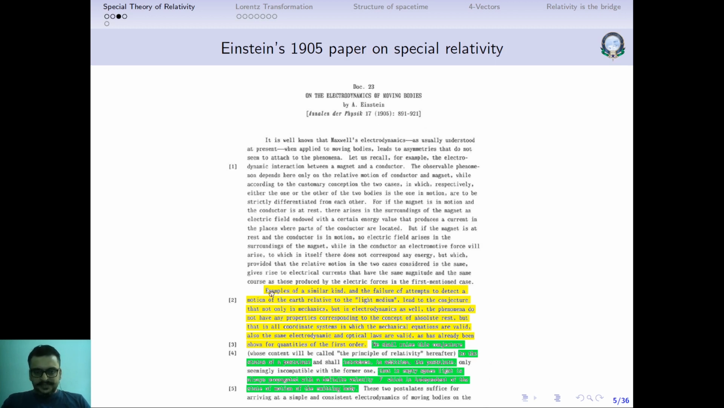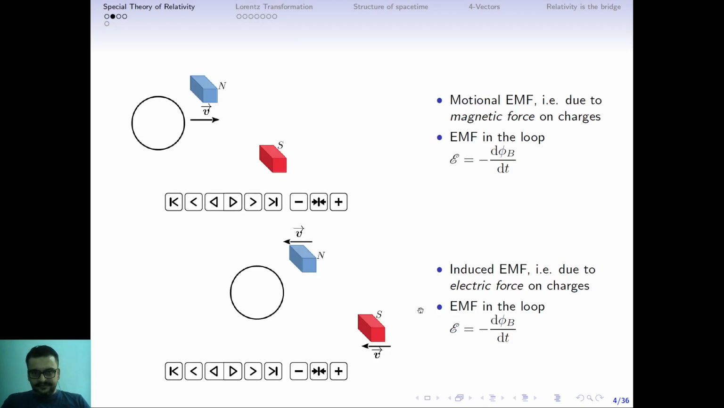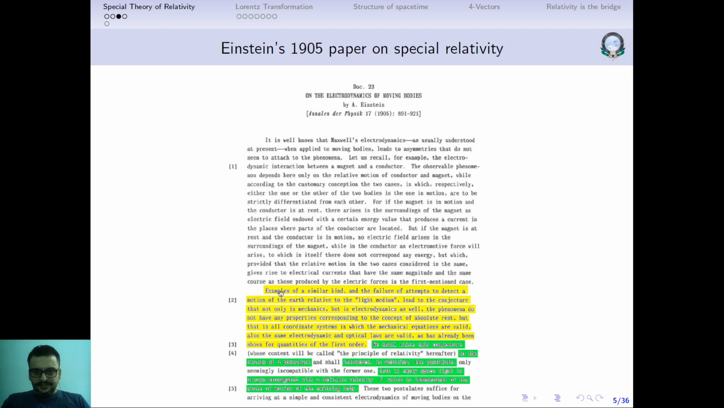So basically that's what he's talking about. This same example that we have seen here, he's basically referring to these examples, and it says: Examples of a similar kind and the failure of attempts to detect the motion of the earth relative to the light medium lead to the conjecture that not only in mechanics but in electrodynamics as well, the phenomena do not have any properties corresponding to the concept of absolute rest.